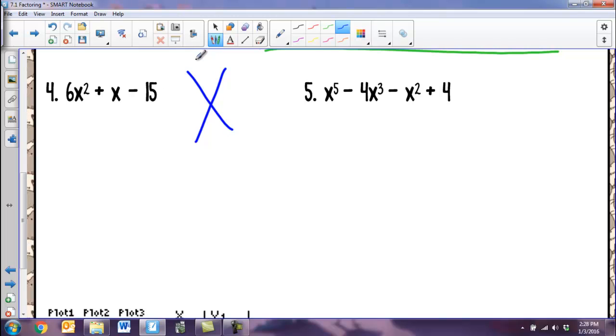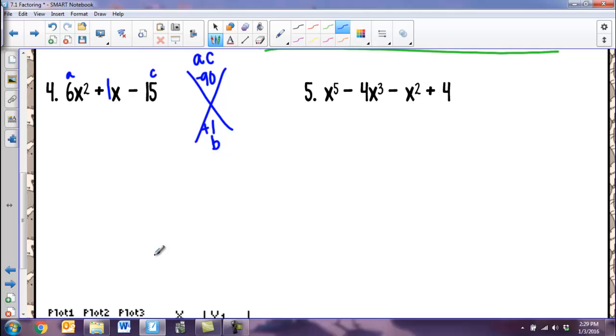And something that helps me remember what goes in the x is that your air conditioning is in the ceiling. So you're going to take your a times your c, and this is a, and this is c. So I'm going to take 6 times negative 15, which gets me negative 90. And then at the bottom of your x, you have the basement. Okay, so your air conditioning is in the ceiling, your basement's at the bottom, and so my b, that's the number next to the x, is just a 1. So I'm looking for those factors of negative 90 that add up to be a positive 1.